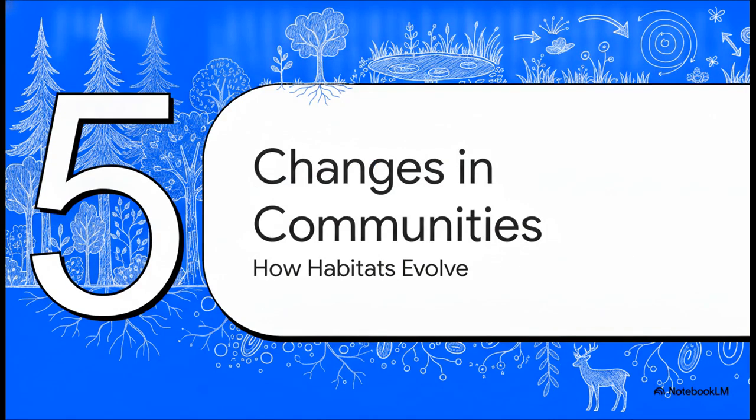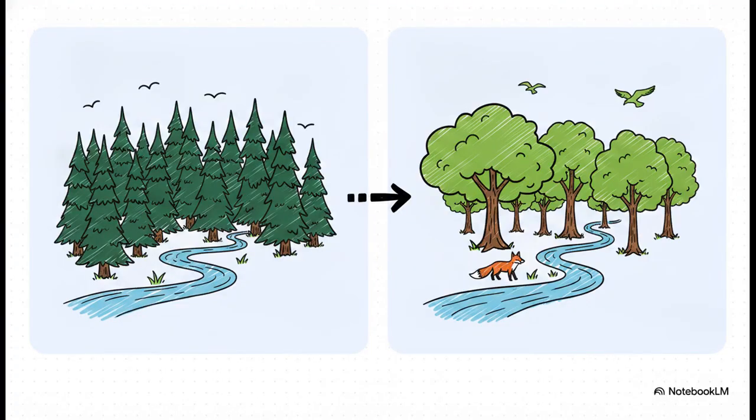Section 5. Changes in communities and how entire habitats evolve. Let's expand our view from just one or two species to entire communities. Imagine a dense, totally untouched forest with a flowing river maybe 100 years ago. Over a really long period of time, the actual mix of species living in that community can change drastically. Fast forward to today, and some plant and animal species might have completely disappeared from the area, while brand new, completely different species might have arrived and set up shop. The entire landscape literally transforms over time.